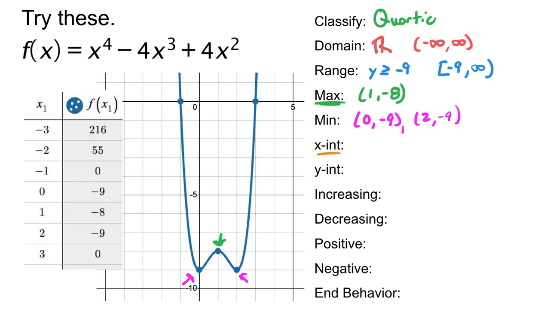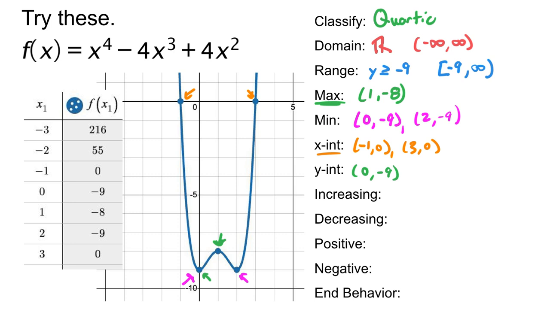X-intercepts. Where does this graph cross the x-axis? Right there and right there. That is at the point -1, 0 and the point 3, 0. What about the y-intercept? The y-intercept is right there. That is at the coordinate pair 0, -9.